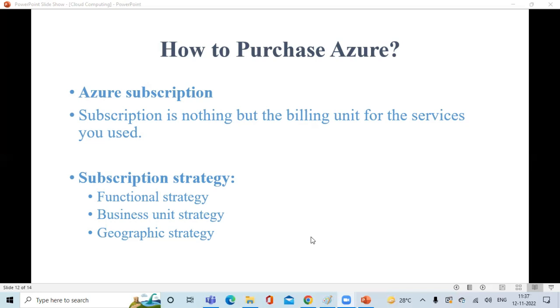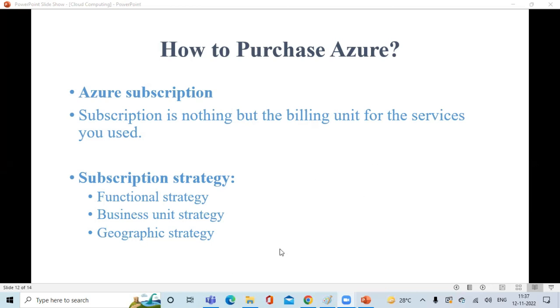You can do the functional strategies as well, as per your choice. This is the production department, this is a testing department, this is a QA department. Like that also you can create the subscription, as well as by geographic area. It means your organization, let's say my organization has an office in an India region and a US region.